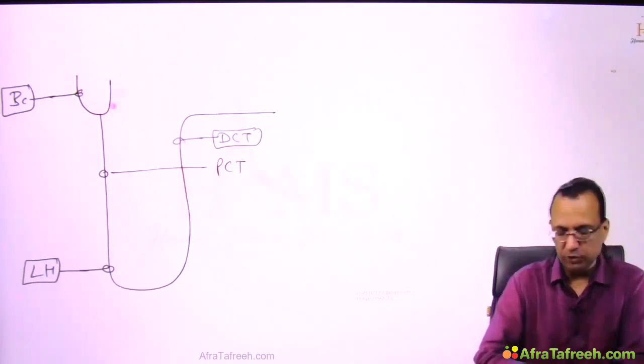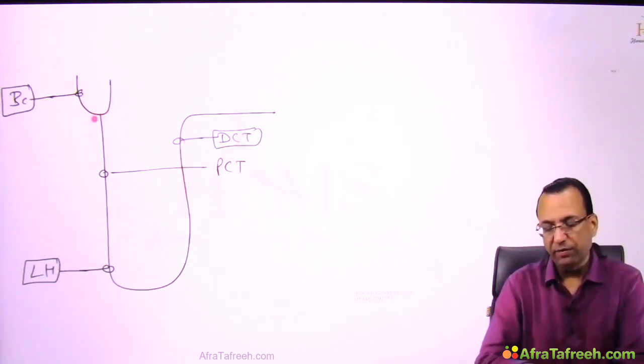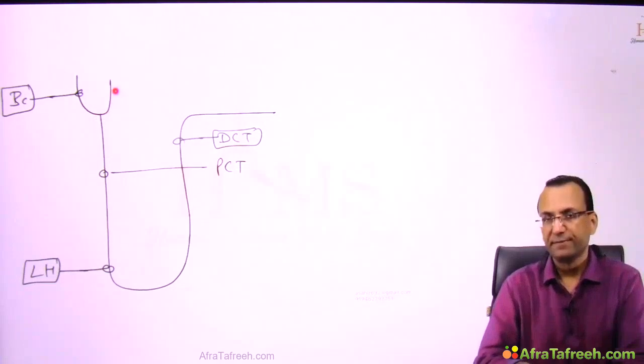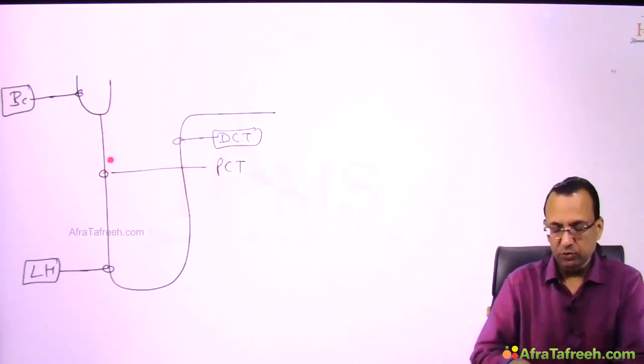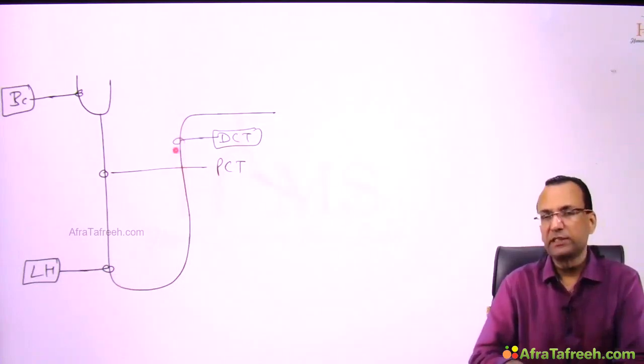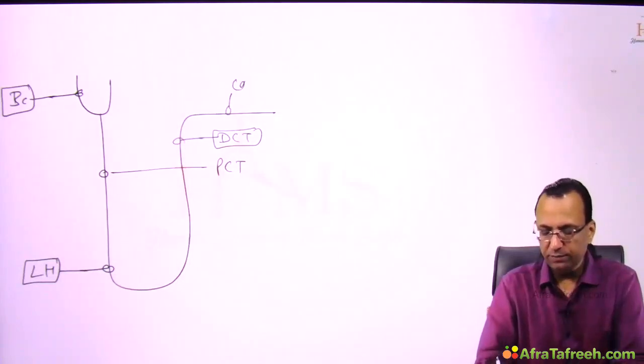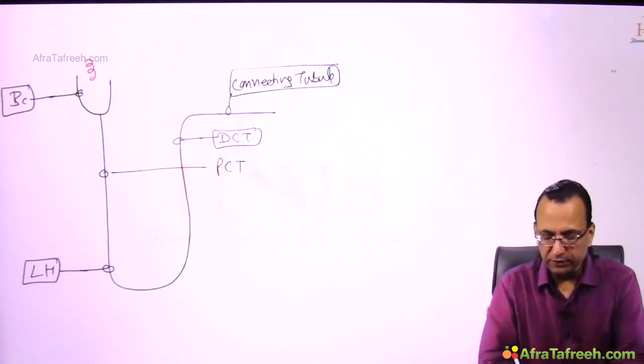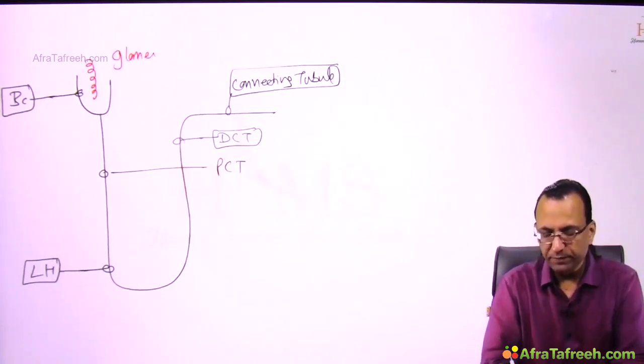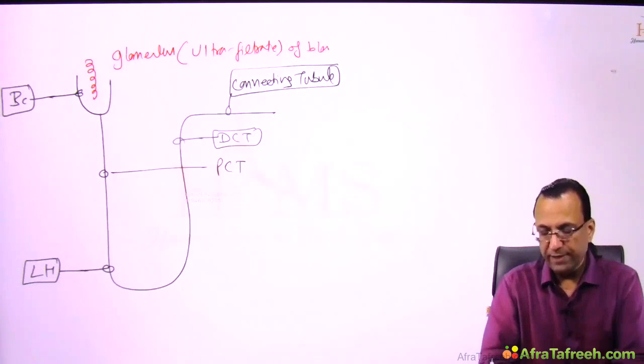So what is in the beginning? That is Bowman's capsule, which will receive the ultrafiltrate of blood, which is urine, which will pass through the PCT to enter the loop of Henle, and then to enter the DCT, and from the DCT where it will go? To the connecting tubule. So you mean to say that there was some capillary plexus which is called the glomerulus, and that capillary plexus will give the ultrafiltrate of blood, which is called the urine. So we are talking about urine formation now.